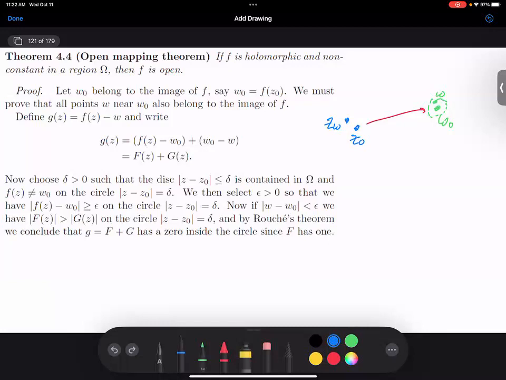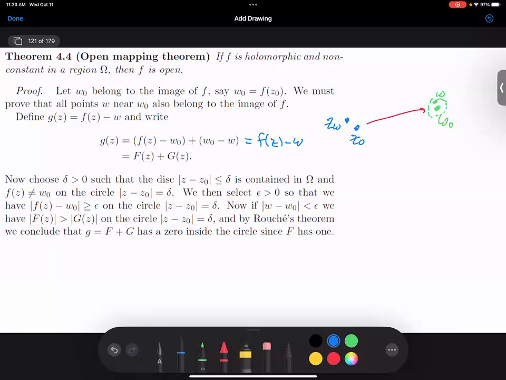I mean, what is f of z? F of z just simplifies to, I'm sorry, f of z minus w naught plus w naught minus w. This just simplifies to f of z minus w. So we're trying to find where this function is 0. If we find a place where this function is 0, then we found a z such that f of z equals w. So finding a z such that f of z equals w is the same as finding a z such that g of z is 0.